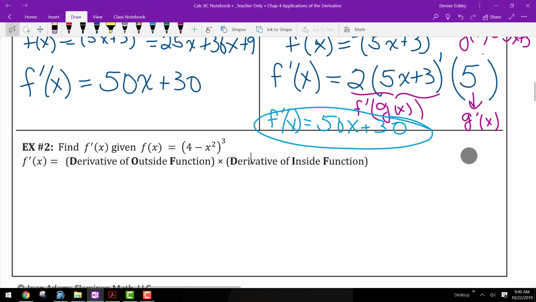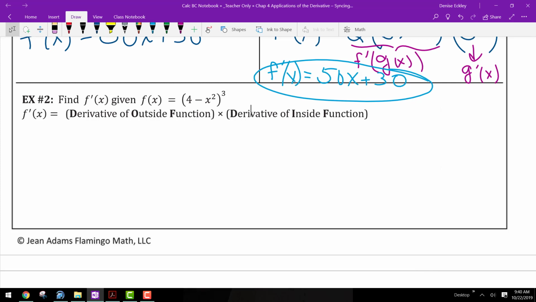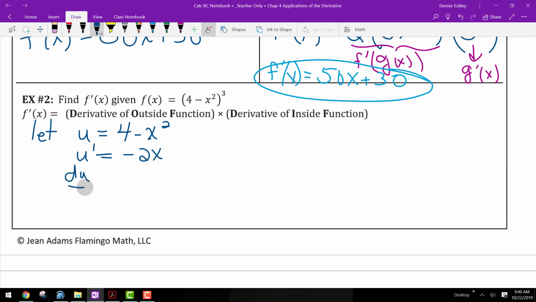Okay, now the next one I'm going to first do using u substitution, and then I'm going to just do it using the chain rule. It's pretty straightforward. What we're going to do is let u be the inside function, so it's going to be 4 minus x squared. Then you take the derivative of u, so u prime is going to be negative 2x. Remember, that's du dx.